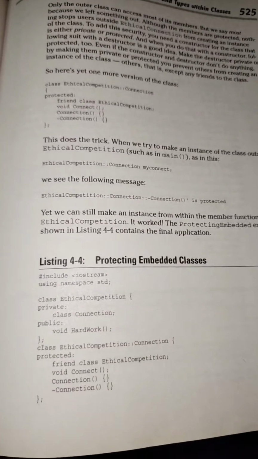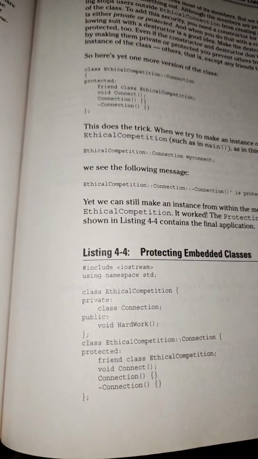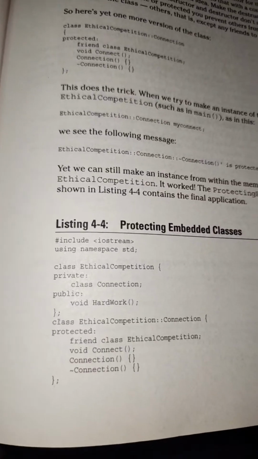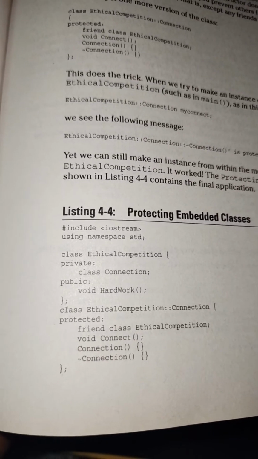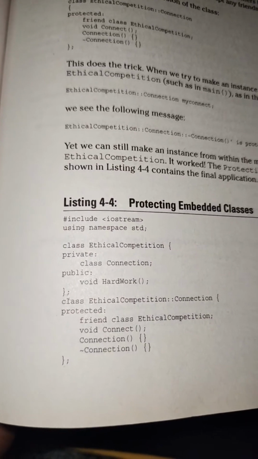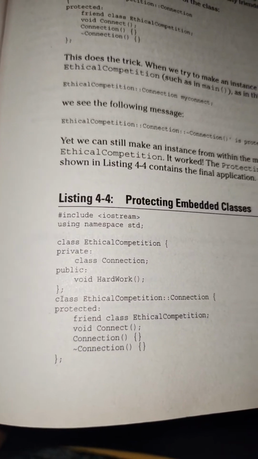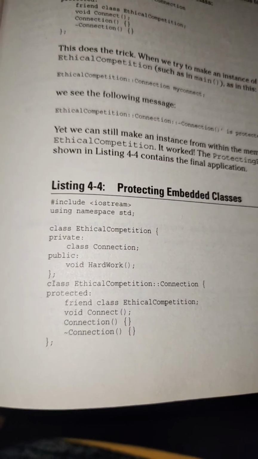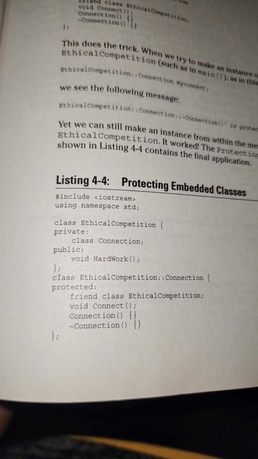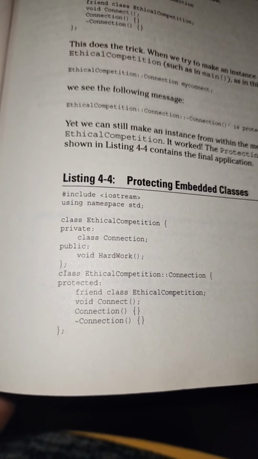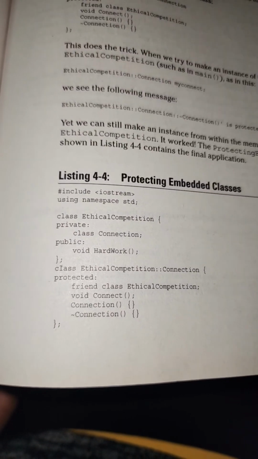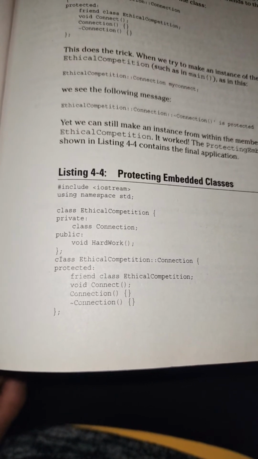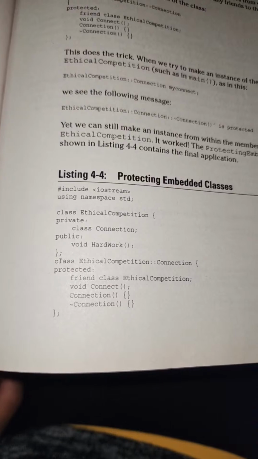Listing 4-4, protecting embedded classes. Include iostream, using namespace std, class EthicalCompetition, private, class Connection, public, void hardWork, class EthicalCompetition::Connection, protected, friend class EthicalCompetition, void connect, Connection, tilde Connection. Just a word to the wise, I don't say every single symbol because that takes too long. That's why I show these parts. Next page.